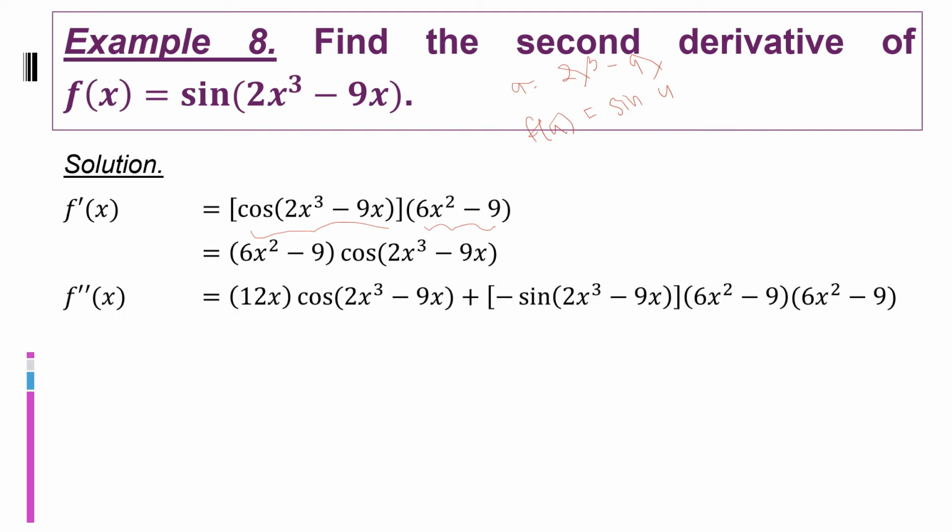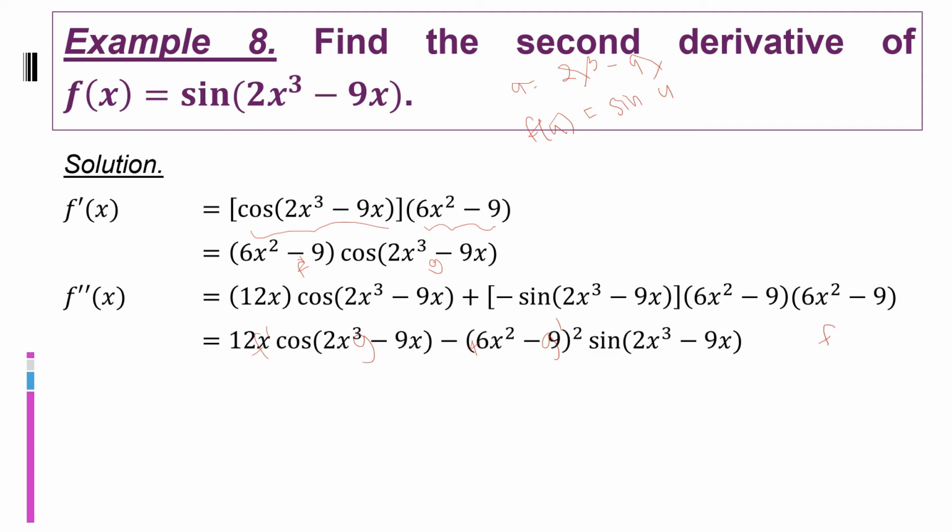Taking the second derivative, so this is our f, and this will be our g. So f prime is 12x times g plus g prime is negative sine of 2x cubed minus 9x times 6x squared minus 9, kasi chain rule yan, times f, which is 6x squared minus 9. So that is now 12x cosine of 2x cubed minus 9x minus 6x squared minus 9 squared times sine of 2x cubed minus 9x.